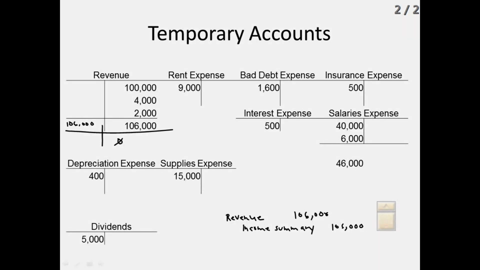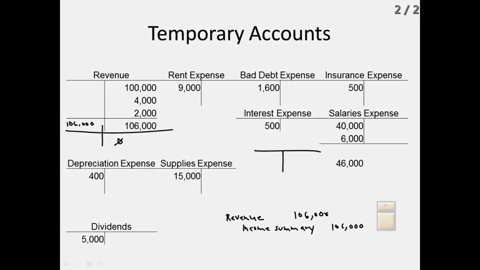Could you close it out directly to retained earnings? Sure, you could. Why don't we do that? Because income summary is going to be a double check to make sure that our income statement is correct. Okay? We're going to put all of the revenue and expense accounts on our income statement, and our net income should be the same as our income summary. So we're sort of serving two purposes, which is just kind of making sure we're doing everything right here.